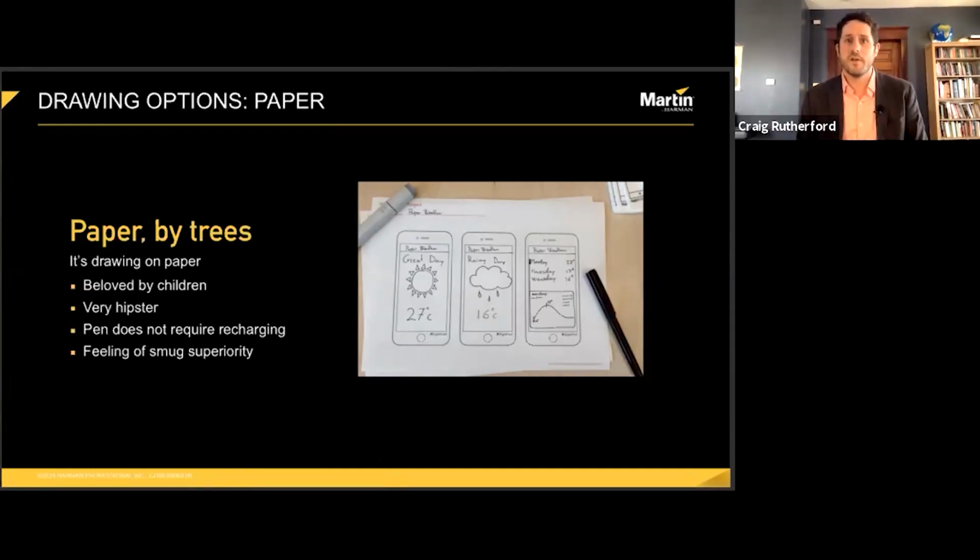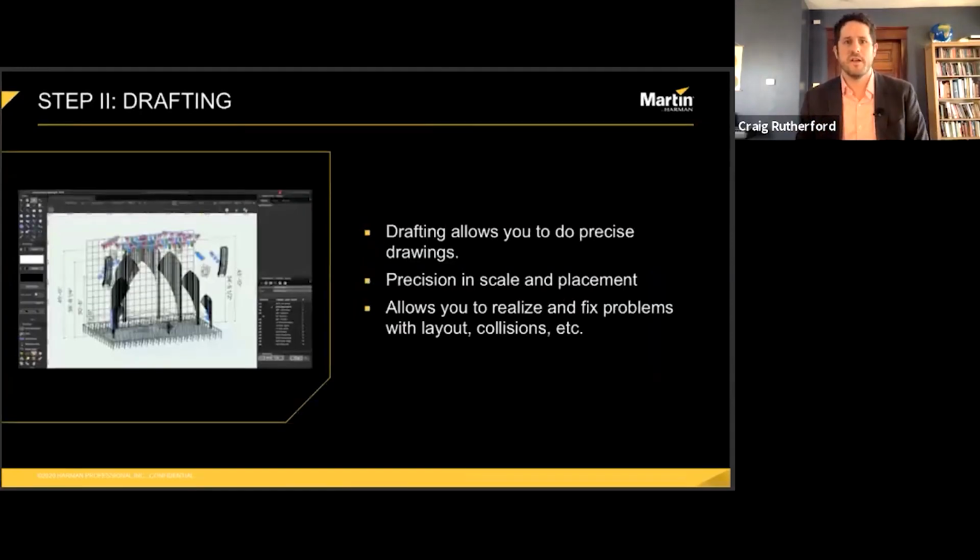So you've sketched your set designs, you've written down some basic lighting notes, you've adjusted, you've tweaked, and you're fairly happy with what you've got. Now we move on to drafting our design. Drafting is an important step. It allows you to be much more precise with your scale and placement and realize and fix problems with the physical layout. The options for drafting, I think, are quite a bit more limited than for sketching.